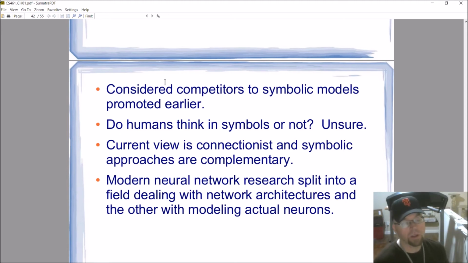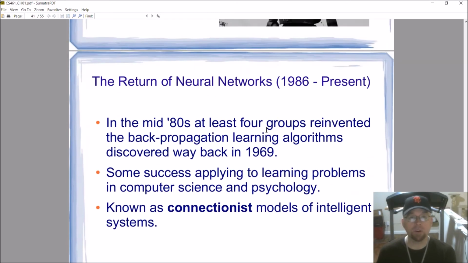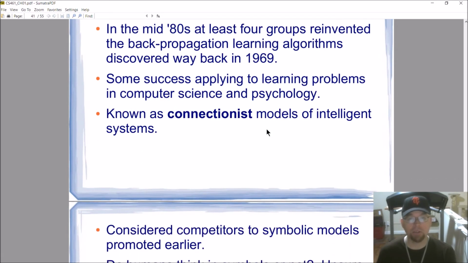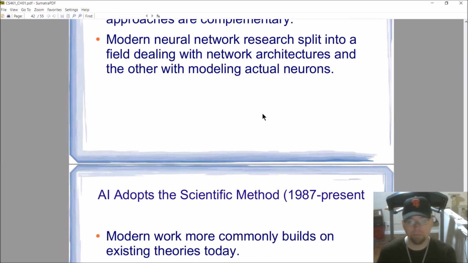Sometimes you think a little bit in symbols, sometimes you use a little bit of the other. Right, so there wasn't really one proved to be better than the other, and we don't have to throw these 2 approaches aside. We can work with them together to get the best effect, I guess you could say. Okay, so in modern neural network research, you've got a field that's dealing with network architectures, which I guess supports the connectionist people, and then you've got the other that's dealing with modeling neurons. So the big idea again is neural networks are back. There are competing views as to how things work, but they're working together. Okay.